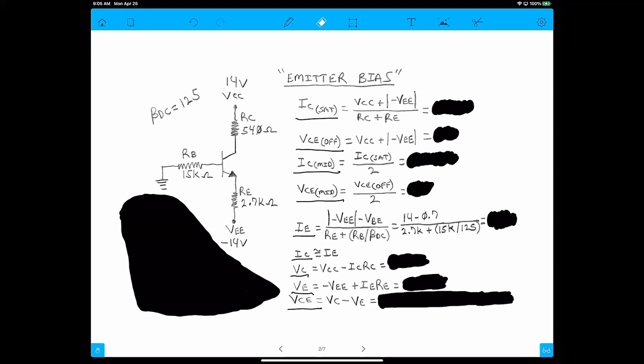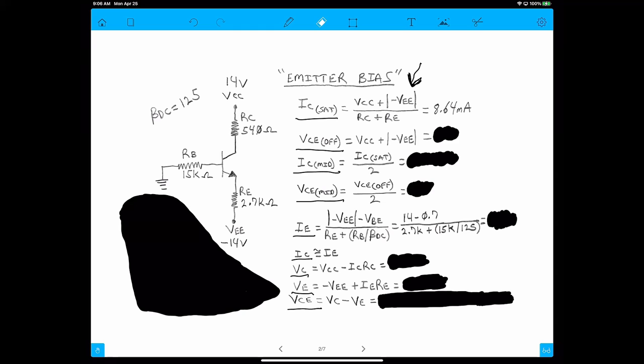Okay, so let's go over this. Let's see what we have here. So first, we have our IC SAT. In this case, we have the absolute value of that negative VEE. The absolute value of negative 14 is 14. If we add up VCC and the absolute value of negative VEE and divide that by RC and RE, we come up with a value of 8.64 milliamps. That'll be our IC SAT.